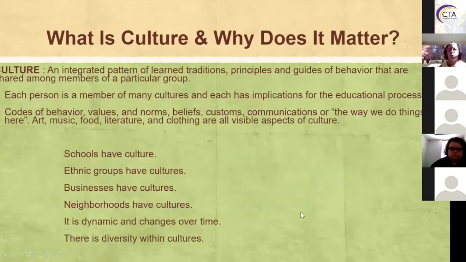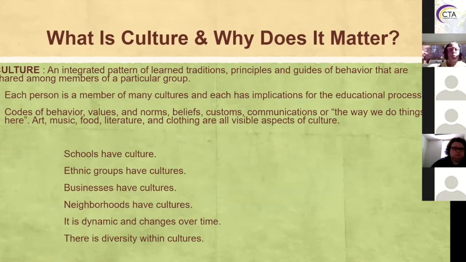And we look at it in terms of the cultural context, and what is culture and why does it matter? When you think about culture, what comes to mind? Culture is an integrated pattern of your learned traditions, principles, and guides of behavior that you share with a group of people.